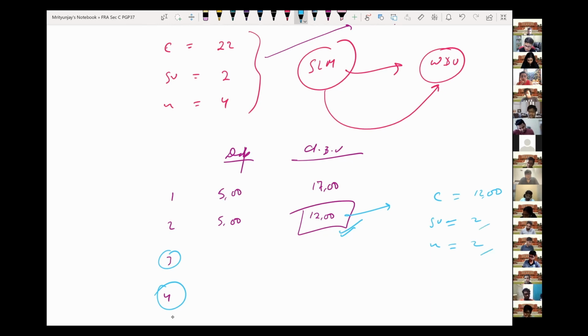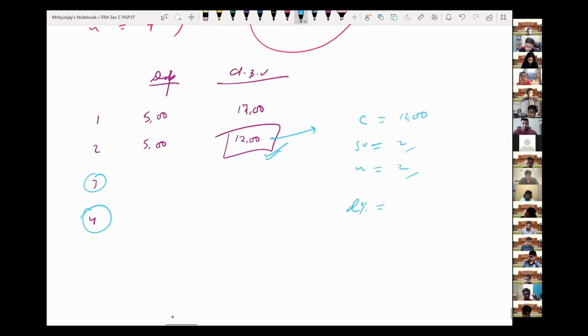Can we find our depreciation percentage in the WDV method? That's all we want to do. So let us go ahead and quickly do this. The WDV percentage is 1 minus the nth root of SV by C, where N is 2 here. So the square root of SV by C, that is 2 by 12.